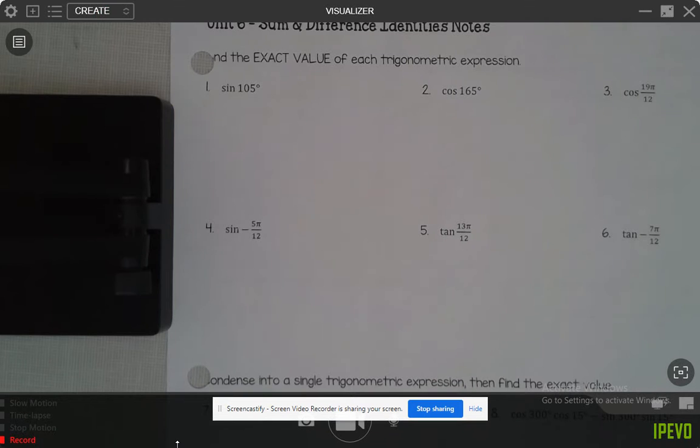You're okay. Okay. So here's how this is going to roll. You need your sum and difference formulas. You need them out. You need them ready to rock and roll. What you're doing is you're trying to find the exact value of these functions.